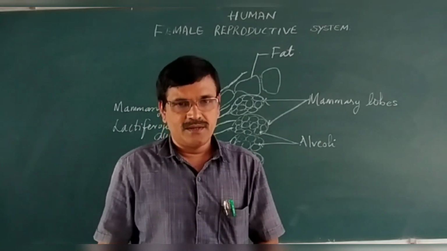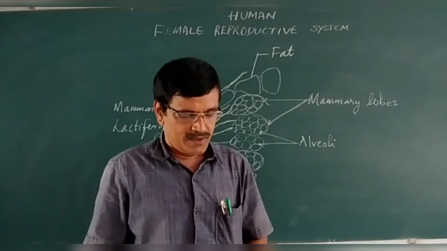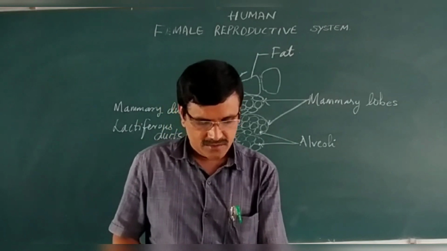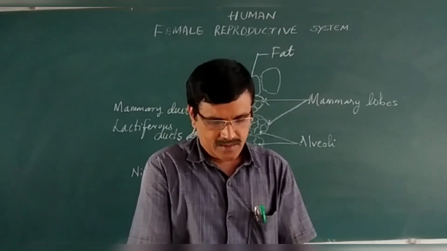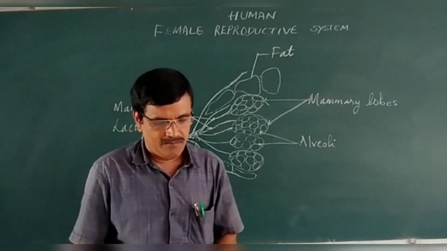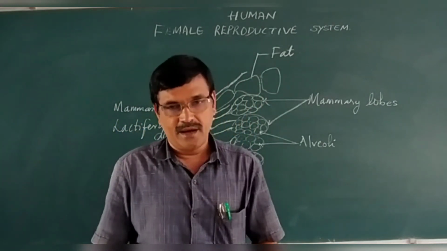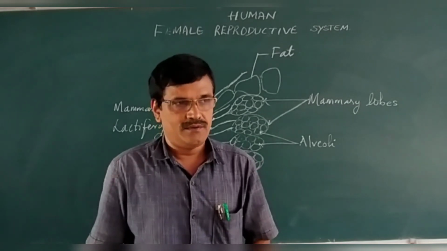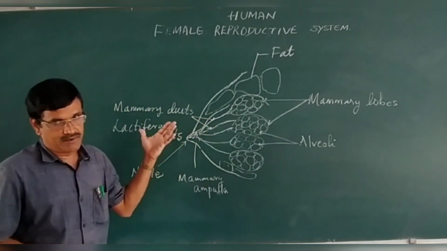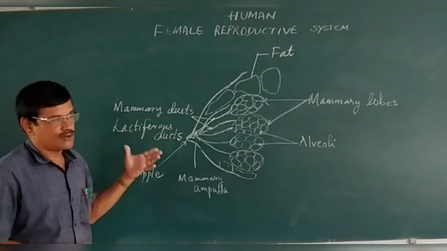Then the external genitalia. It consists of mons pubis, labia majora, labia minora, then hymen and clitoris. So these are the important parts of the female reproductive system.